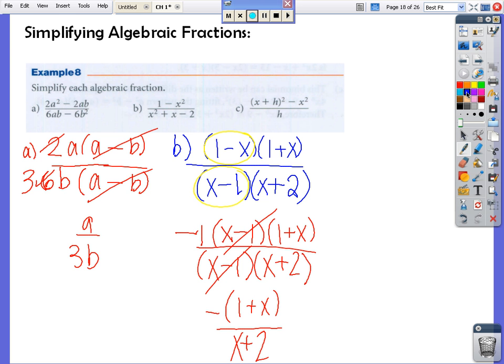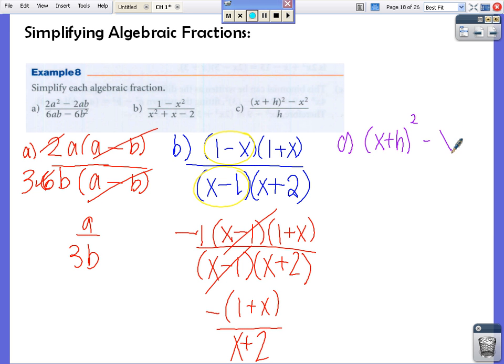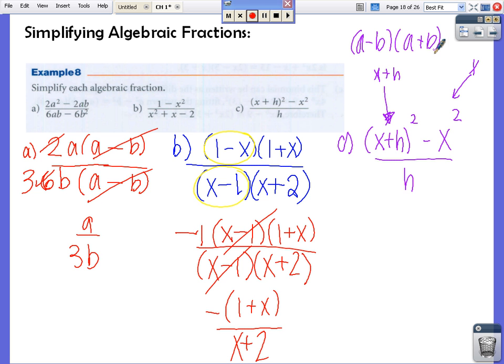Third problem should look familiar for those of you that took calculus, which I believe are all of you. X plus h squared minus x squared all over h. You could actually distribute this and you'll get the right answer, but I'm going to do this factoring because we just came from the factoring section. So this term would be my a term, this would be my b term, and we're going to use the factoring of a minus b, a plus b, because they're both squared.